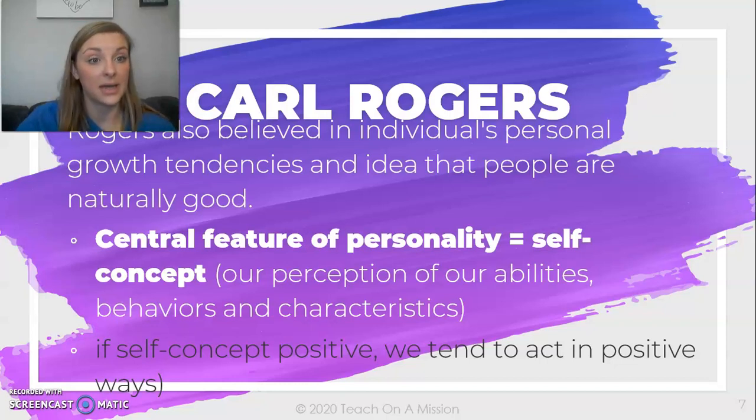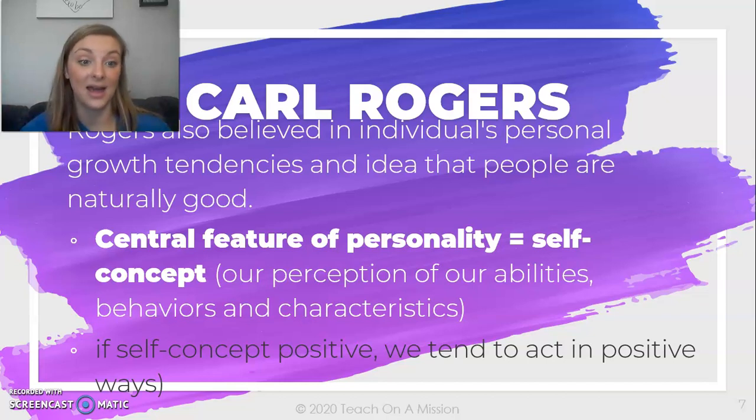Okay, let's talk about the next psychologist. That would be Carl Rogers. Rogers also believed that people wanted to grow themselves, and that people are naturally good, except he did it in a little bit different of a way. He came up with this one central feature of our personality, and that was our self-concept. And our self-concept is our perception of our abilities, behaviors, and characteristics. The idea is that if we have a positive self-concept, then we tend to act in a positive way, right? So we have a positive perception of our abilities.